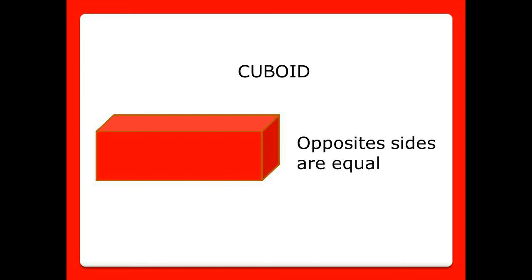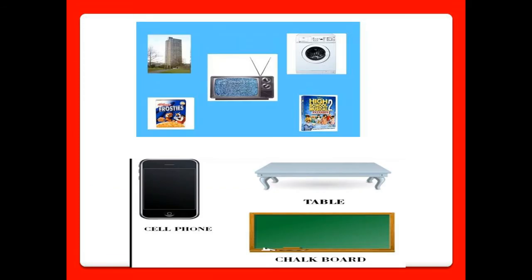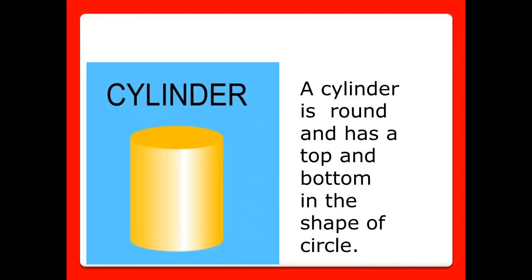You can see so many things are in the shape of cuboid. Here we have some examples for cuboid. Building, cell phone, table, chalkboard, radio. Look at the cell phone. The opposite sides of the cell phone are equal. It is in a shape of cuboid.